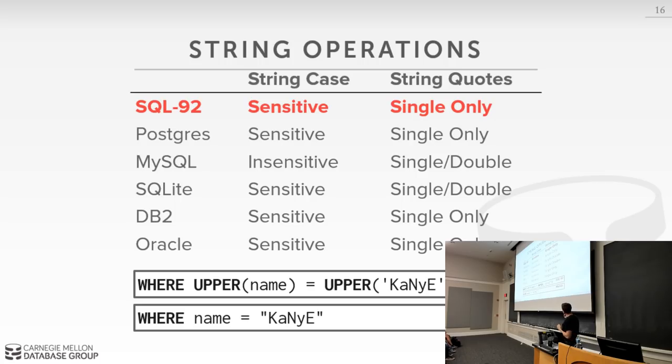So in the SQL standard, say you want to take the name of Kanye and have it match with Kanye with mixed case. In the SQL standard, you have to uppercase using the upper function to make this match work. In MySQL, you don't have to do that, because all the strings are matched case insensitively.